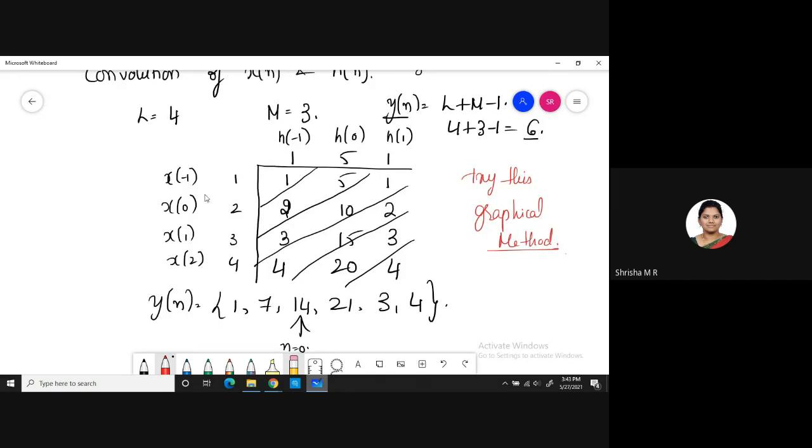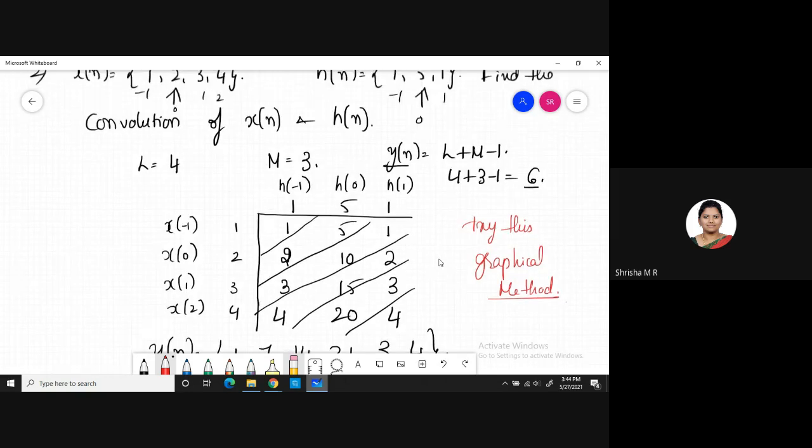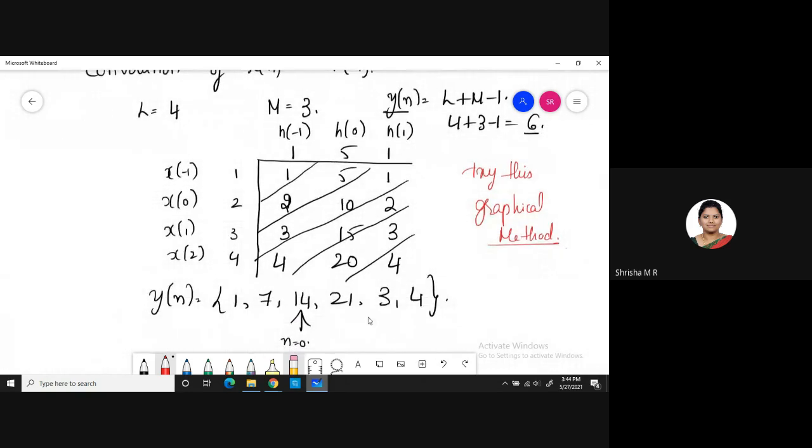Okay, take the x of n terms vertically and h of n terms horizontally. Multiply each row with each h of n term. Then draw the vertical lines, cross lines like this, and add each cross. Each block you add, you'll get the convolution. If you want, you can try using the graphical method. You have to get the same y of n.